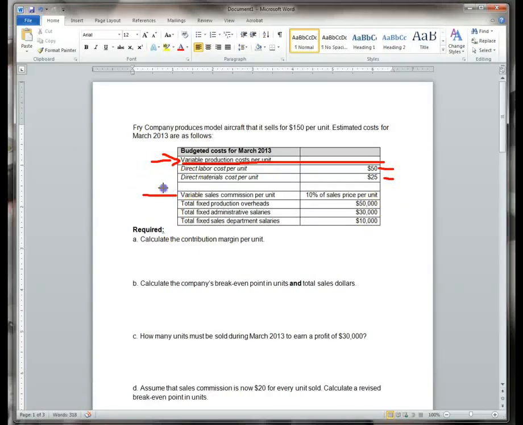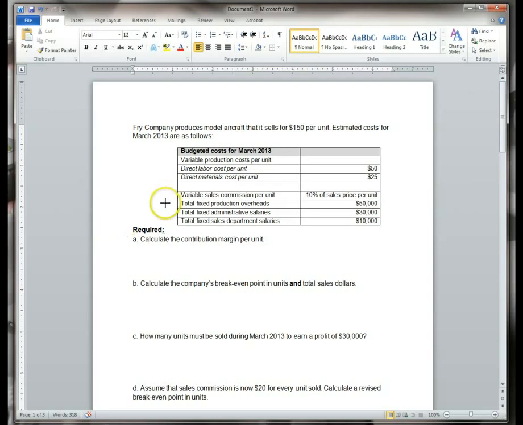Down here we've got variable sales commission. What confuses a lot of people is there's a blank spot here. A blank spot doesn't really mean anything, it's just an eye break. A lot of people struggle with whether variable sales commission is variable or fixed. It's variable. And the other place where people struggle is 10% of sales price per unit. A lot of students don't know what that means or what to do with it, so we'll walk you through that in a second.